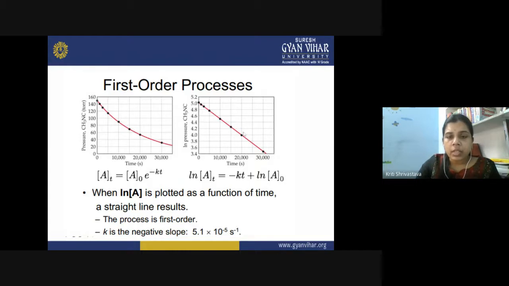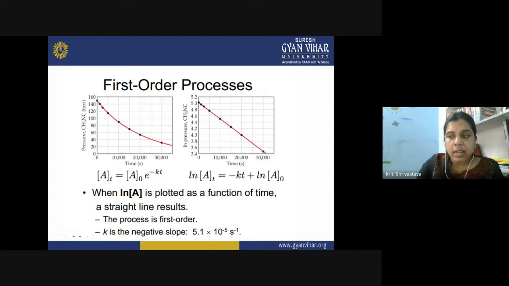Once you find the slope of the line, you get a negative slope, that is 5.1 times 10 raised to power minus 5 second inverse. So from this type of graphical method, we can find out whether the reaction is a first order or a second order reaction. We will discuss a similar example for the second order process also. Graphical methods are very reliable. Once you have the experimental data, you can easily plot this graph and find out whether the reaction is following zero order, first order, or second order.